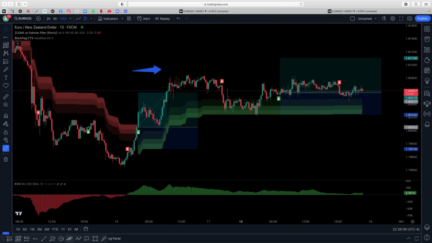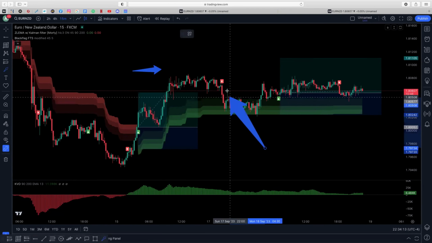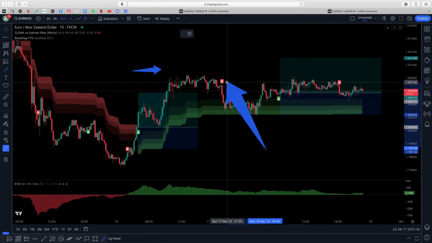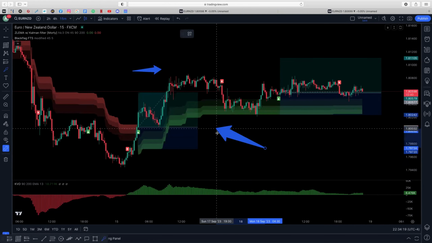Here is a bad selling signal. Here is a bad signal because we have green, and we have red, so it does not correspond. It has to be red, red, red, or green, green, green. That's all.